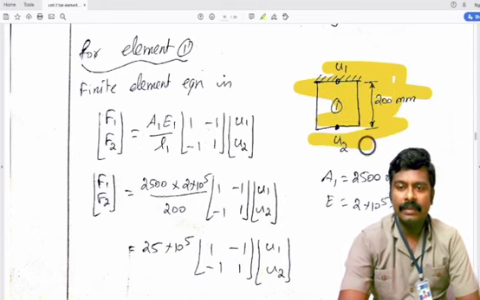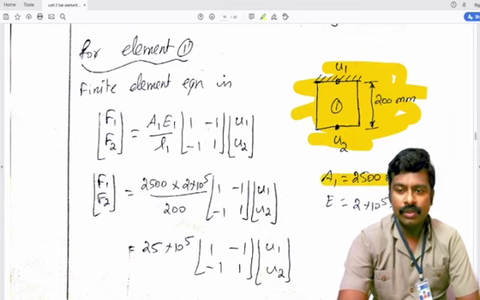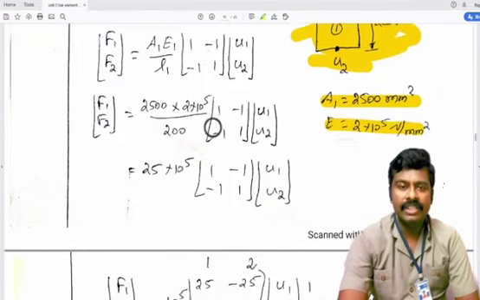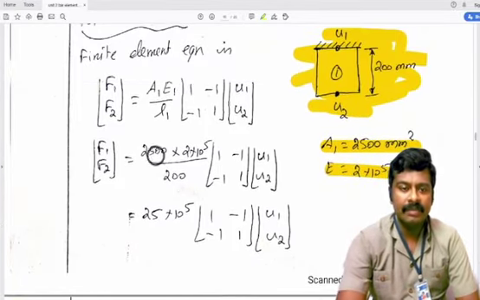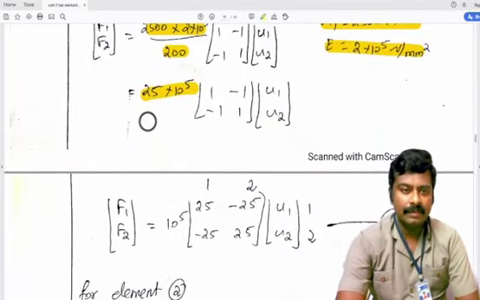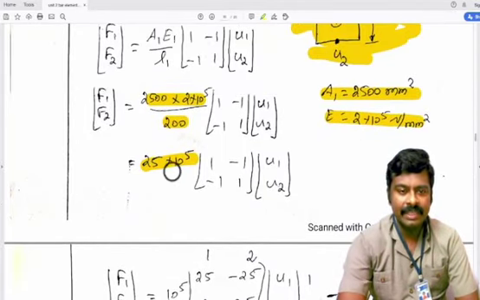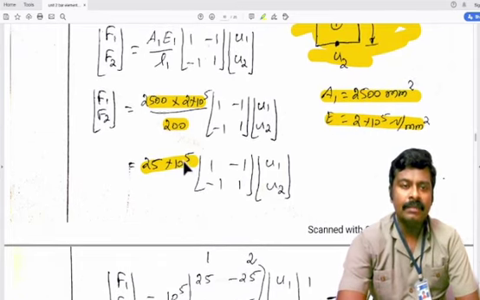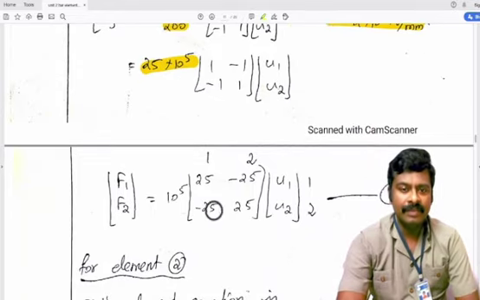So in this element 1, area A1 equal to 2500 mm square, Young's modulus E equal to 2 into 10 raised to 5 and L1 equal to 200 mm. Substitute all the values, the value yields 25 into 10 raised to 5 and multiply this 25 inside the matrix, because the coefficient of the matrix should be the same for assembling two elements. After simplification, F1 F2 equal to 10 raised to 5, [25 minus 25; minus 25 25] U1 U2.